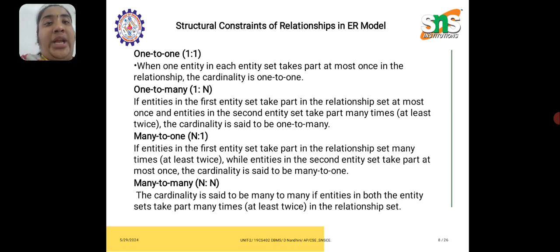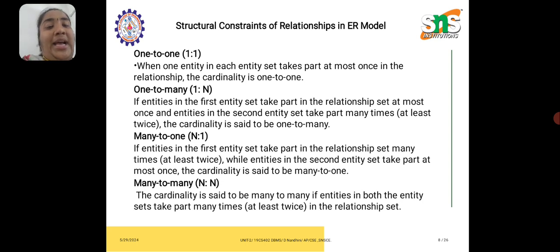One-to-one relation: when one entity in each entity set takes part at most once in the relation, the cardinality is 1 to 1. For example, we have an attribute A and an attribute B. There is one attribute A and one attribute B. It is a 1 to 1 relation. Next one is the 1 to many relation. The entity in the first entity set takes part in the relationship set at most once, and an entity in the second entity set takes part many times, at least twice. The cardinality is said to be a 1 to many relation.